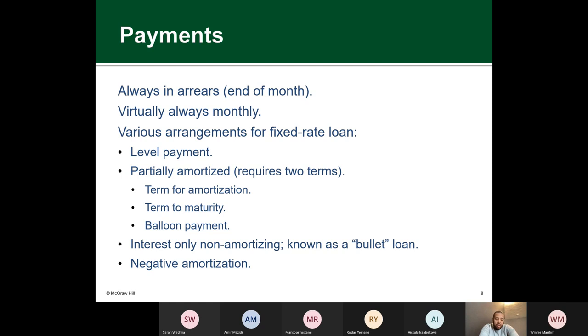So we could have a fixed rate with a level payment, same every time, or partially amortized where we could be making a balloon payment, which is a large payment, either once a year or at the end of the whole contract, right? So all of these things, when we're looking at our mortgage, we just want to find the best way possible for our mortgage, right?